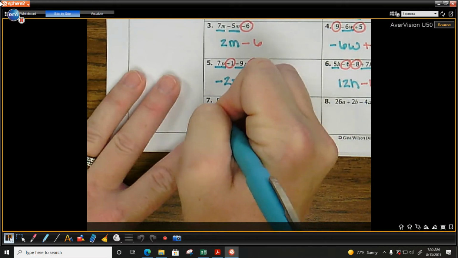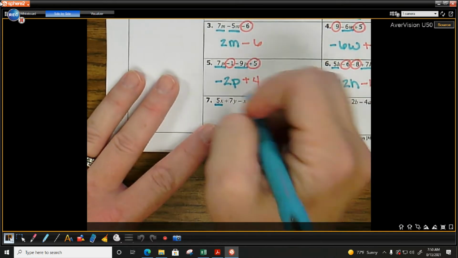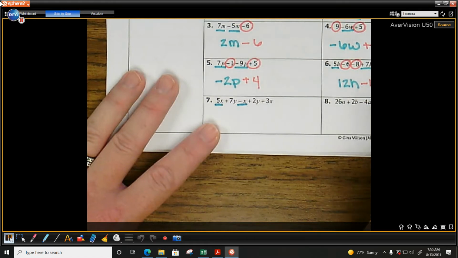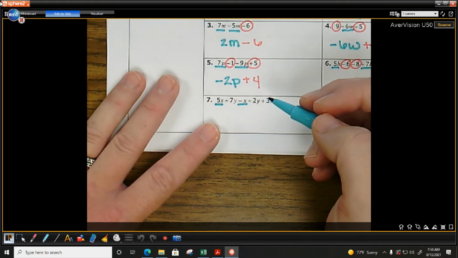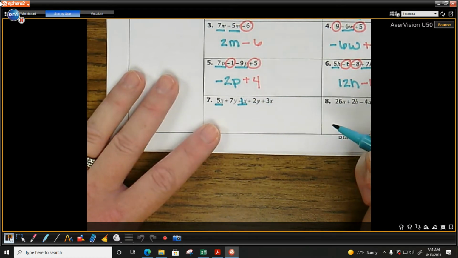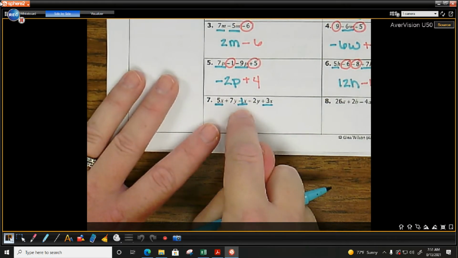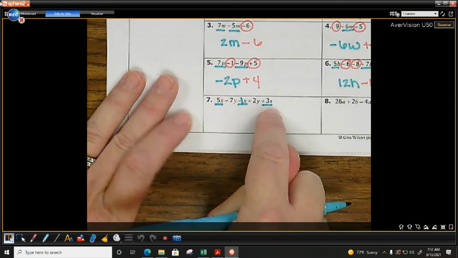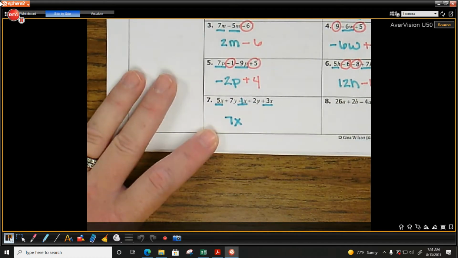Okay, so I have a 5x. Do I have another like term with my 5x? Negative x. And if you want, here it wouldn't be a bad idea to put a 1 in front of that x. Okay, so I'm going to put a negative 1x. And then is there another like term? 3x, a plus 3x. So what's 5 minus 1? 4 plus 3, 7x. Okay.